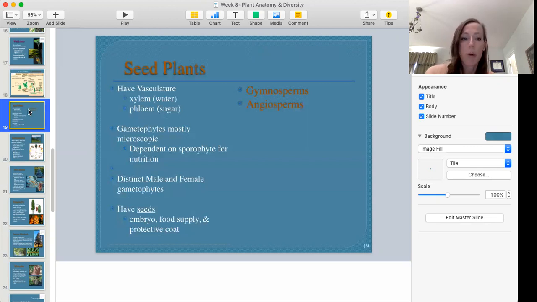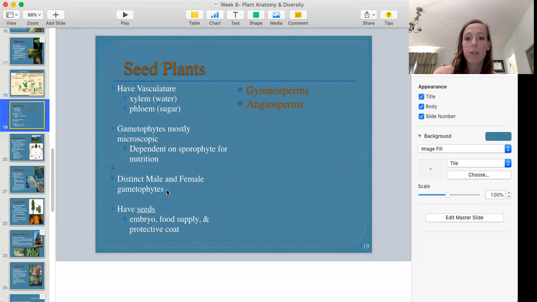Few key points we've already established. They have vasculature at this point. So they have xylem and phloem. Xylem allows for water to be taken up from the roots and carried up to the rest of the plant. Phloem allows for the sugars that are produced in the photosynthesizing leaves to be brought to other parts of the plant where that energy is needed. As I mentioned, dominant sporophyte, and the gametophyte generation is usually microscopic. And we have distinct male and female gametophytes, which we'll see.